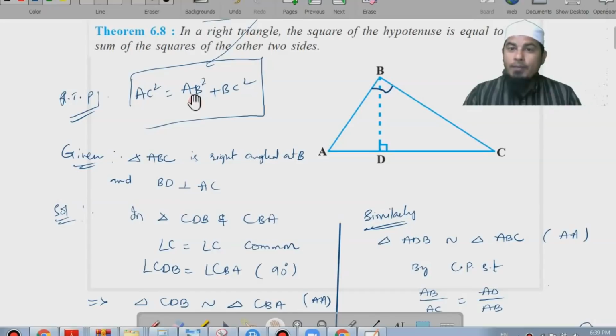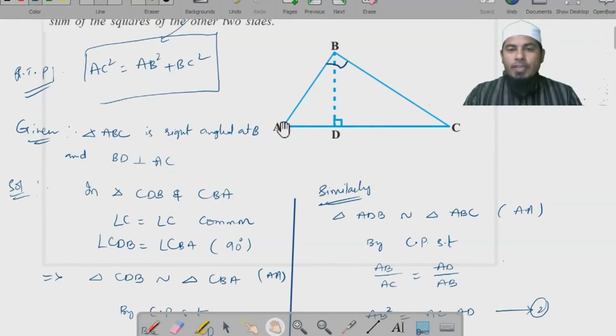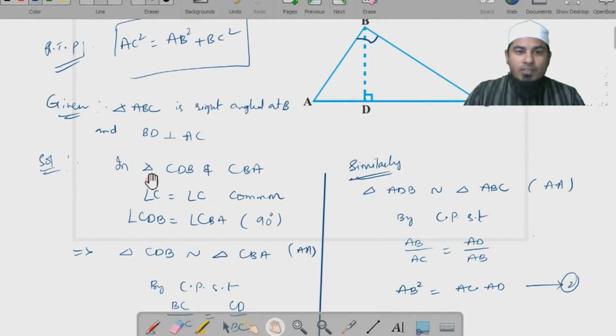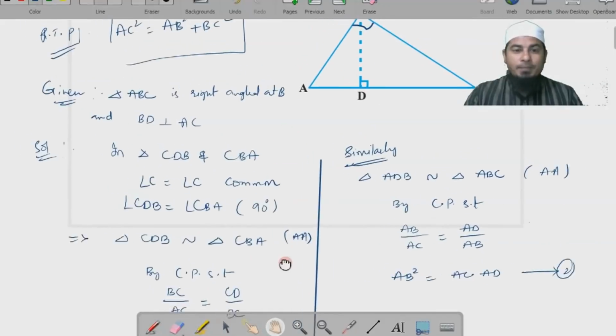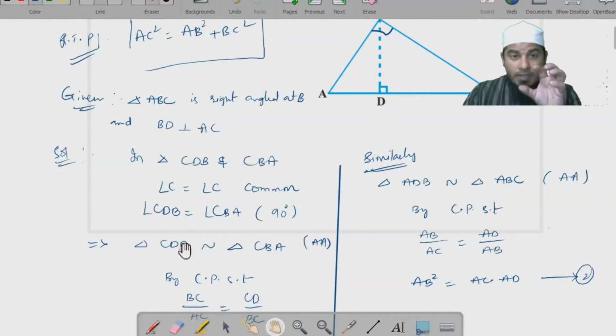So AB square, how can I prove AB square? AB is in this smaller triangle as well as in the bigger triangle, so can I prove this smaller triangle and the bigger triangle similar? If you keenly observe, the smaller triangle ADB and triangle ABC are both similar by AA similarity criterion. BC is in this smaller triangle as well as in this bigger triangle, can I prove these two triangles similar? Yes. How? By AA similarity criterion, as written here. In triangles CDB and CBA, angle C is common, angles CDB and CBA are 90 degrees, so those two triangles are similar by AA similarity criterion. By CPST, the corresponding sides are in the same ratio.